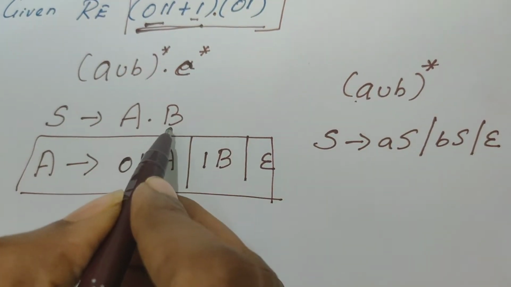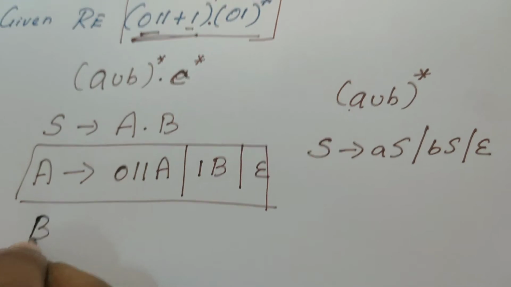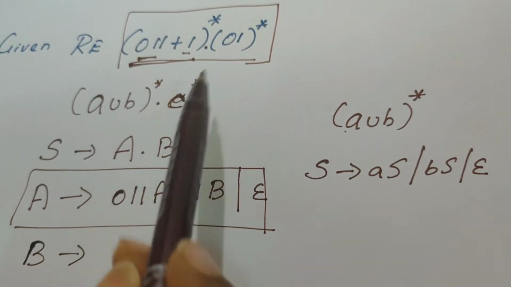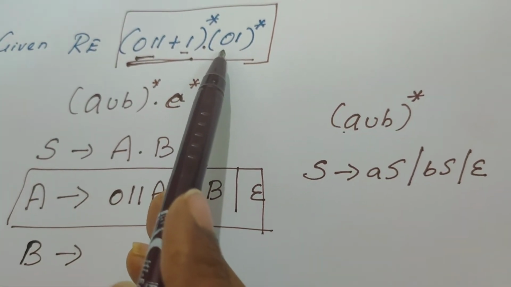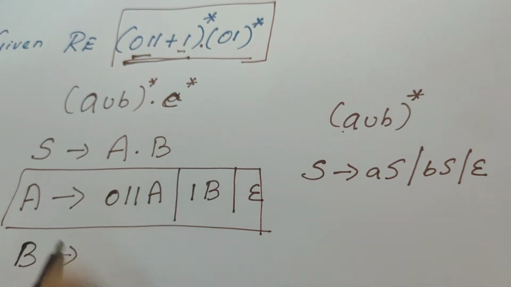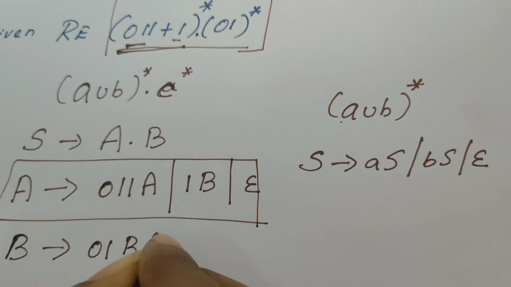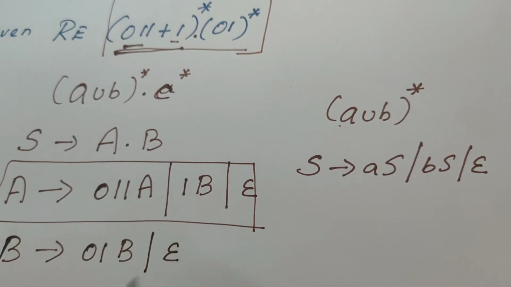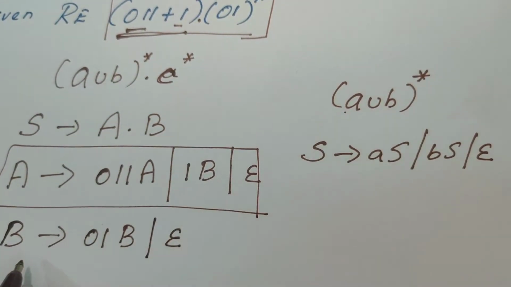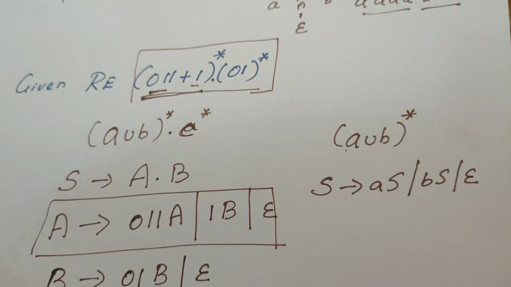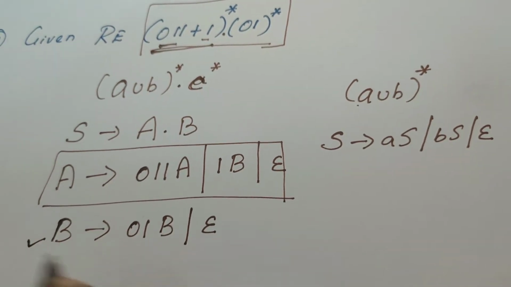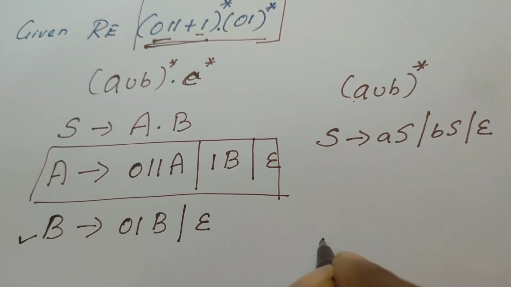Right, now let us define what B is. B is nothing but, it should produce 0, 1 the whole star, that is, 0 or more number of times. So how do we do that? B goes to 0, 1, B. Finally, this B can be replaced by epsilon. Let us try to understand the rules individually also. Let us consider only this rule. What does this rule do? B.